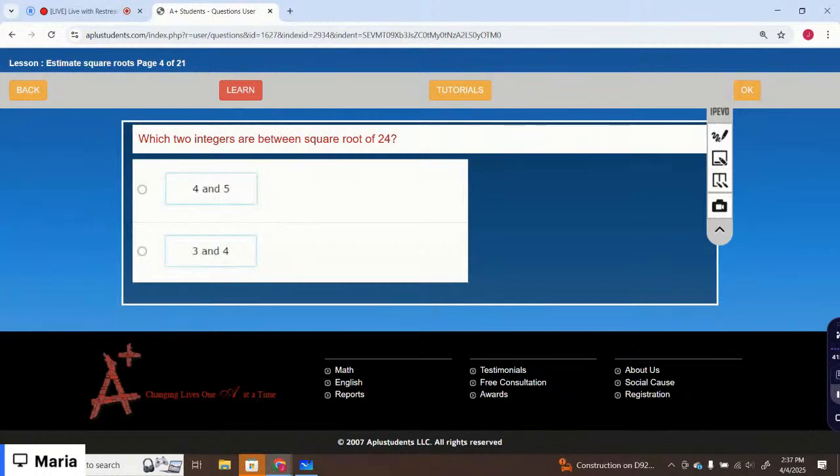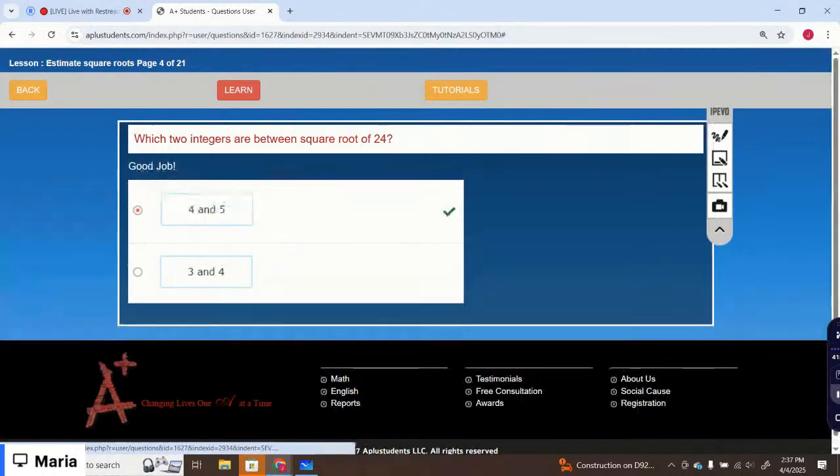Which two integers is the square root of 24 between? That is between 4 and 5. Option number 1 is the correct option.